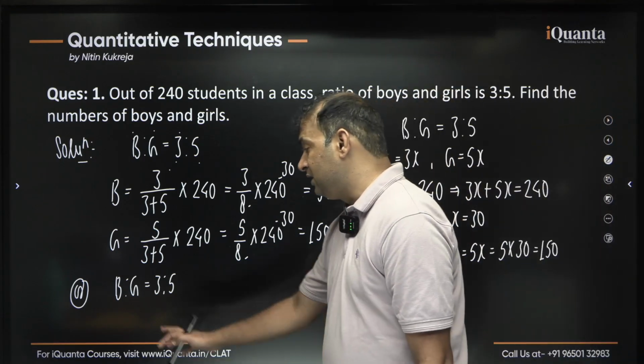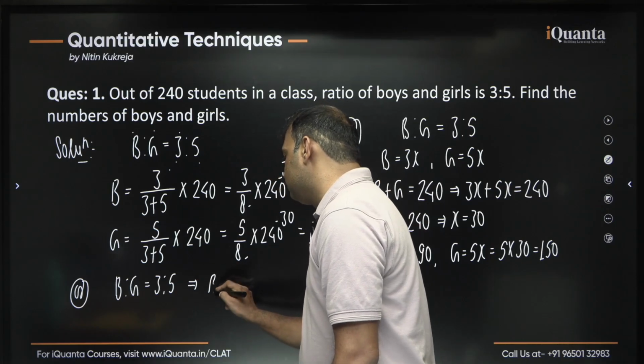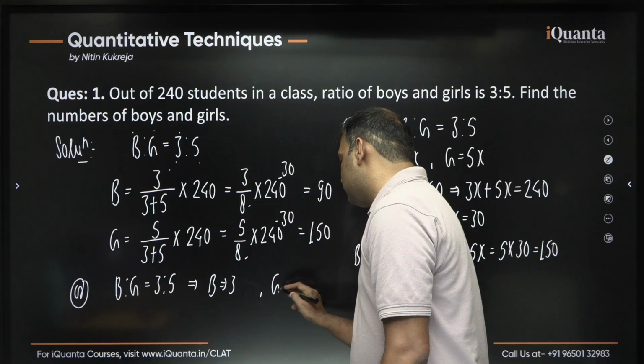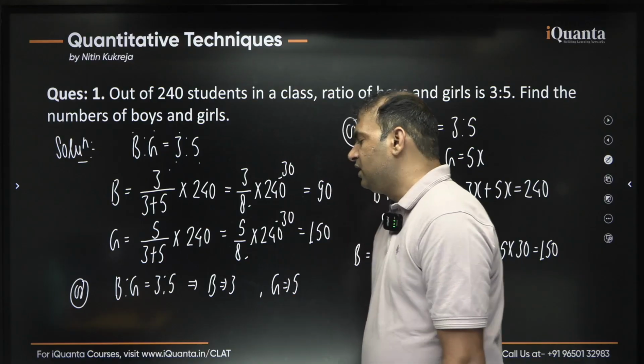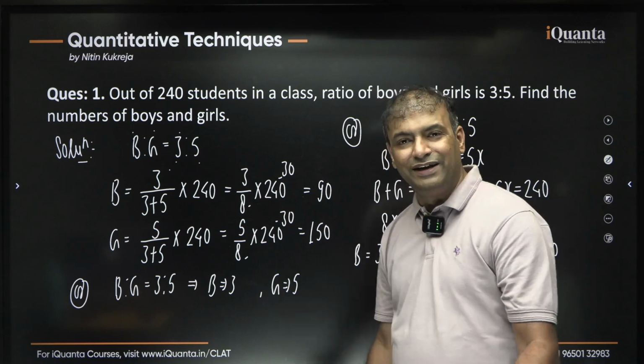How, guys? See, the ratio is given as 3:5. So with the help of the ratios, okay, we'll assume the number of boys as 3, and we'll assume the number of girls as 5 only, right? Here we had assumed 3x and 5x, but now we'll be assuming only 3 and only 5, okay?